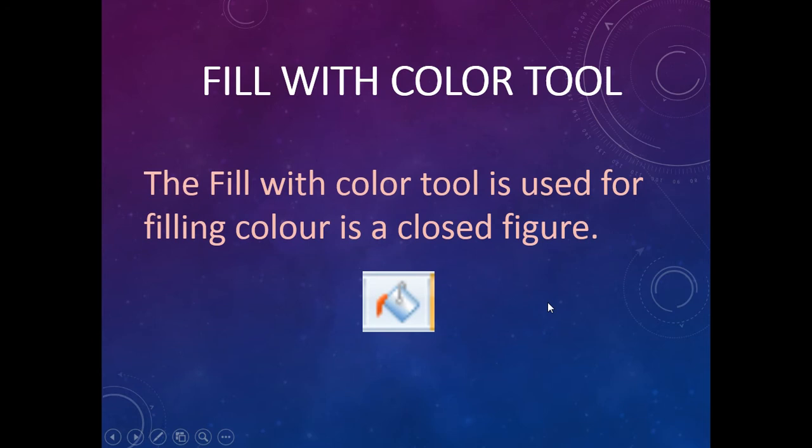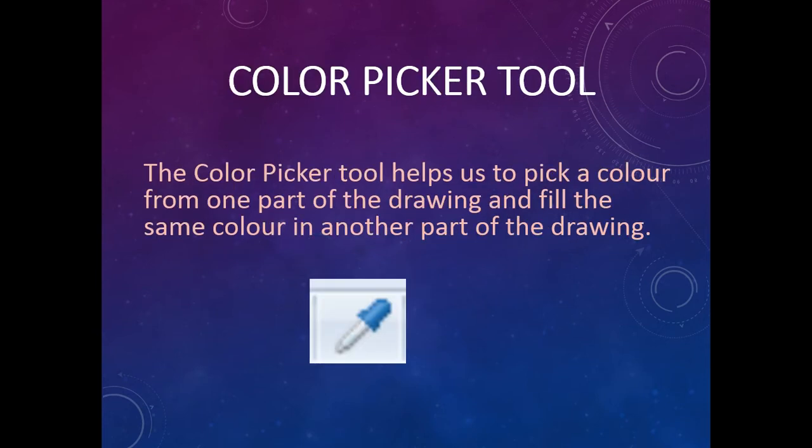Then this is the fill with color tool. The fill with color tool is used for filling colors in a closed figure. We have used it, but I will show you again later on. Now, the color picker tool helps us pick a color from one part of the drawing and fill the same color in another part. So if you want to color your picture and take colors from the drawing area instead of the colors palette, you have to use the color picker tool. You can select the color from the drawing area and then color it in some other part of the drawing.